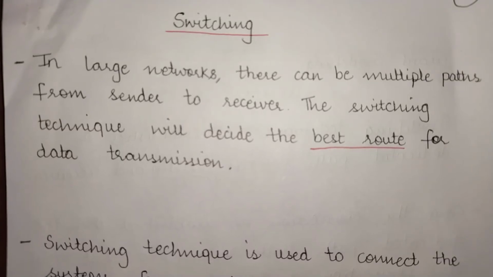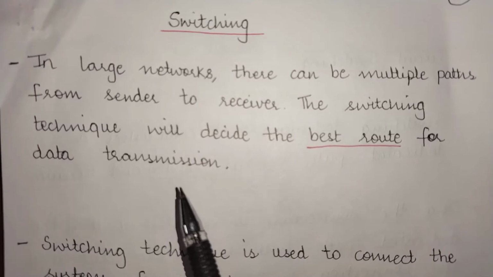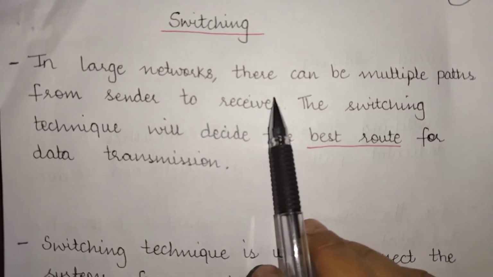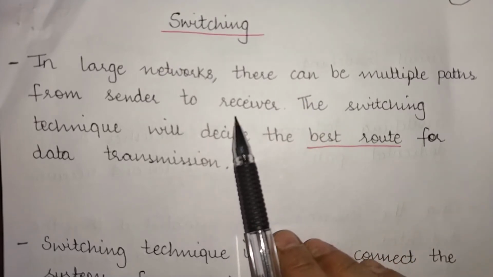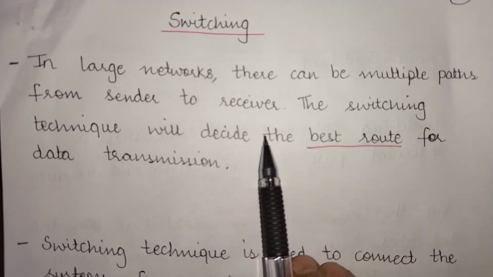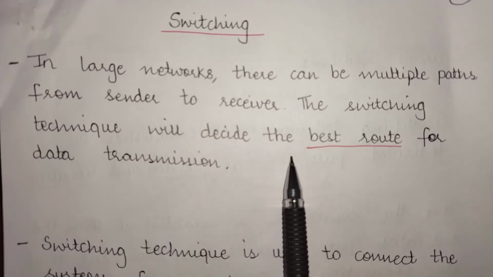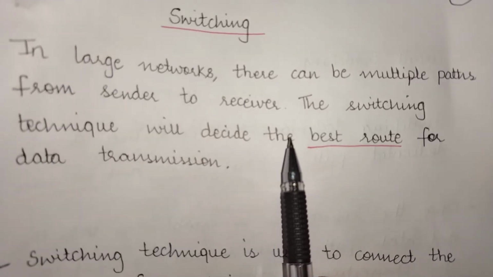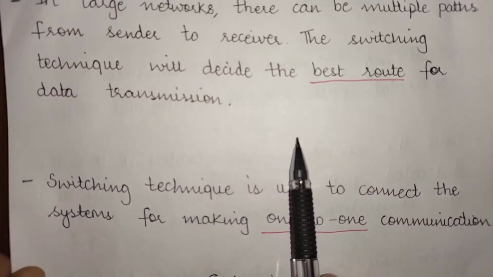Hello all the students. Today we are going to study switching techniques. So basically, when we have a large network, we know that in a large network there can be multiple paths for sending the data from the source to the destination. So one source and one destination can have multiple paths for the transmission of data, right? Switching techniques help us decide the best route for data transmission out of the available paths.